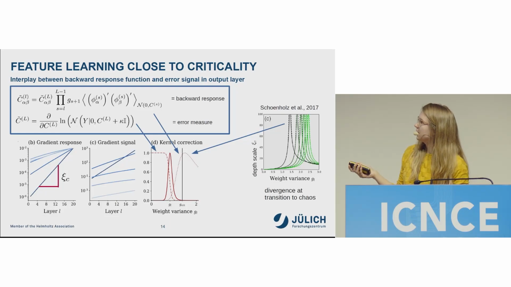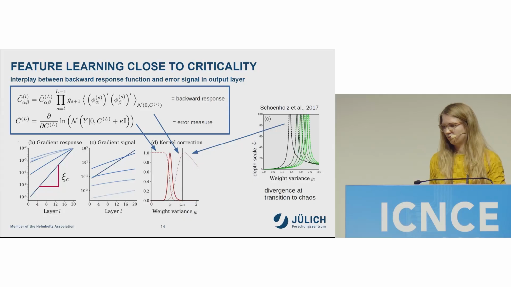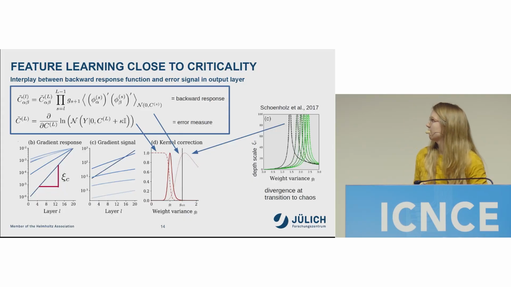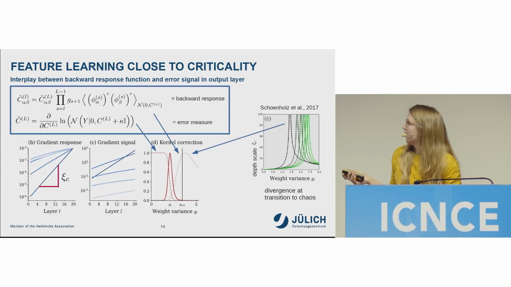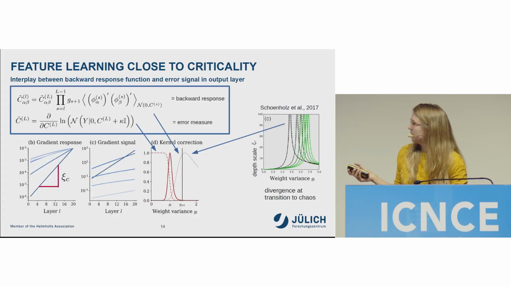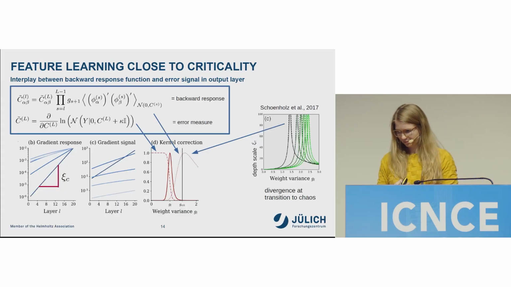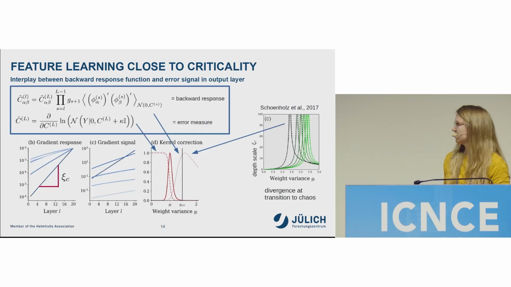So this dashed line is this error signal, which becomes big for very small weight variances. And then the dotted line is the result you get from the backward response. And then we see that basically the value where we get optimal alignment is now slightly lower than this critical value that was found by Schönholz et al. Because of this interplay that we have between this error measure and the backward response.